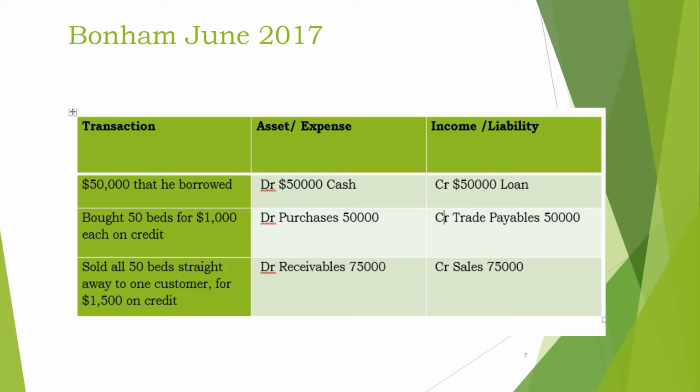And let's just correct this as well. There we go. So you're going to debit your cash, credit your loan, debit your purchases, credit your trade payables, and you'll debit receivables and credit your sales. And there you go. Those are your 3 entries.